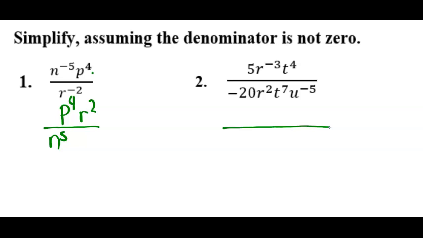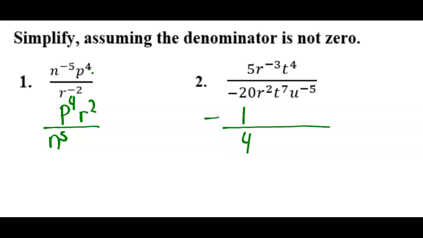So 5, negative 20, those stay where they are, but they can be reduced. I can divide this by 5, and I can divide that by 5. If I divide 5 by 5, I get 1. If I divide negative 20 by 5, I get negative 4, okay? I don't really want to write that negative there. I want to put it up here, okay? Because if I write it down here, I generally lose it.